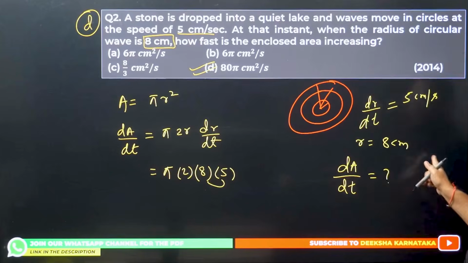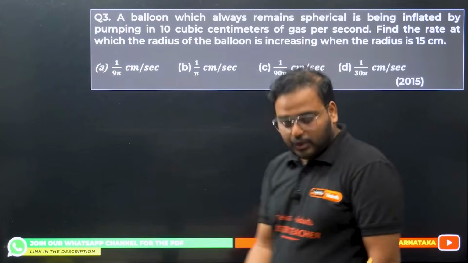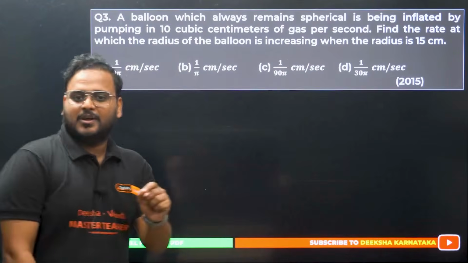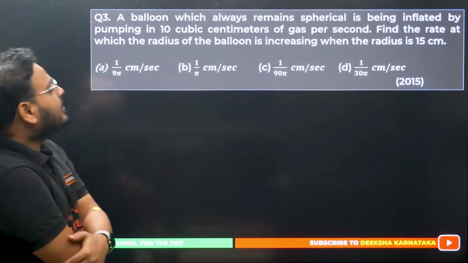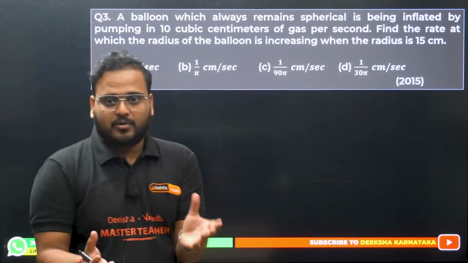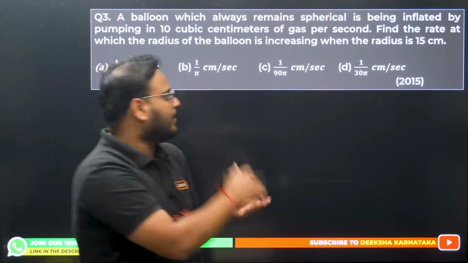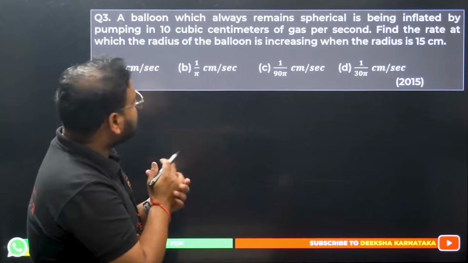Have a look. Question number 3 now. 2 is clear, sir. Simple question. Third one. A balloon which always remains spherical. Okay, good for us. Volume will be for a sphere 4 by 3 pi r cube. If it is a volume question, we'll see.